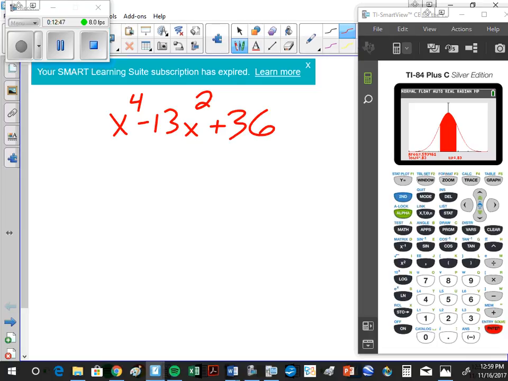If it was, can we fill this in? The 36 is positive. What does that tell me about the factors? Or sorry, they're either both positive or they're both negative. If I look here, they're both negative. So I have x minus and x minus. Are there factors of 36 that add to be negative 13?